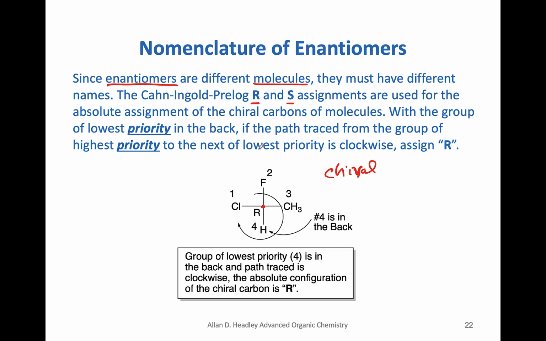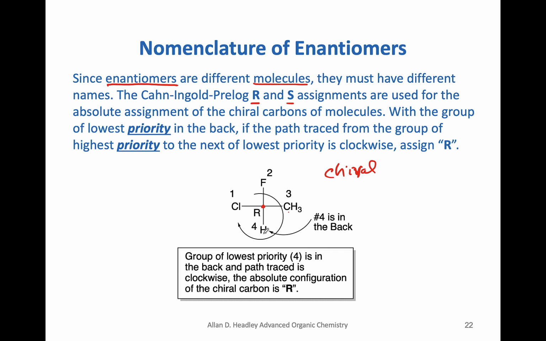Using the R and S assignment, you assign priorities based on atomic numbers to the groups bonded directly to the chiral carbon. Chlorine has the highest atomic number of these. Fluorine has the next, so it gets number 2 priority. Carbon has the 3rd priority, and hydrogen has the lowest priority.